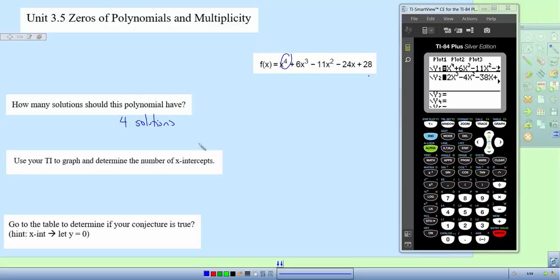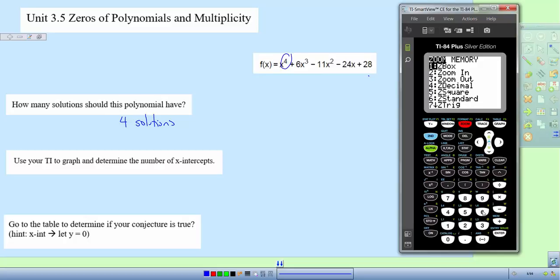Now, those solutions could be real or they could be non-real, and that's what we're going to establish, how we can find those. We will use our TI graphing calculator to get as many of those as we possibly can. So to get a visual of the graph, we can hit zoom and choose number 6 to start off. And what that does is it kind of, we know what we're seeing here.